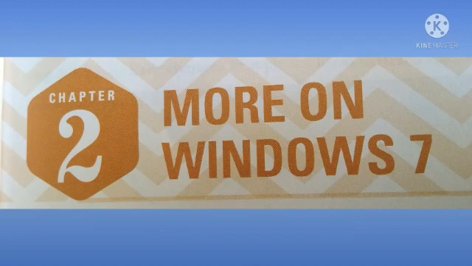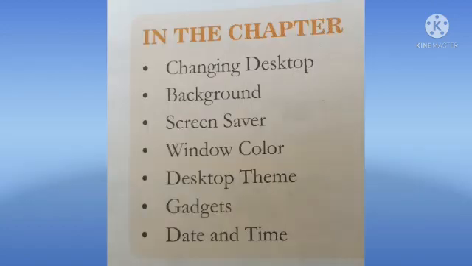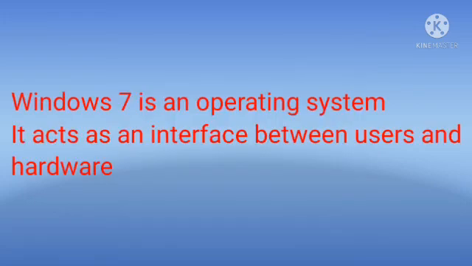In previous classes we have completed our first chapter, that is evolution of computers. I hope all of you have understood that and learned that. Today we are going to start our second chapter, that is more on Windows 7. In this chapter we will study about changing desktop, background, screensaver, window color, desktop theme, gadget, date and time. Now let us start the chapter.